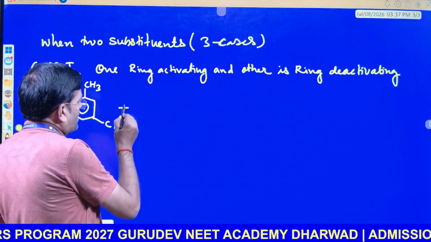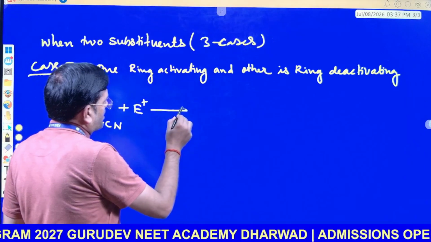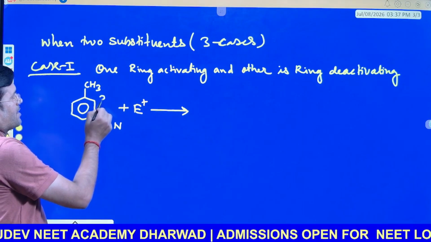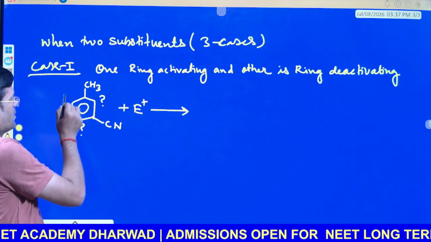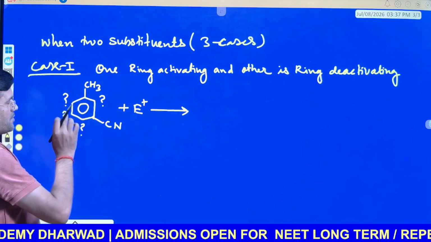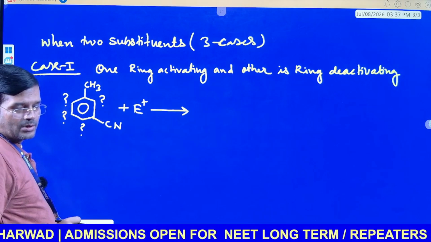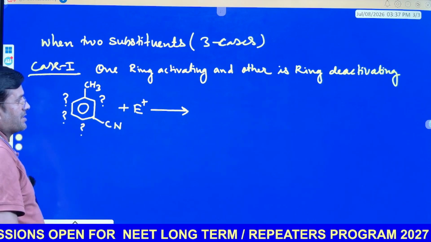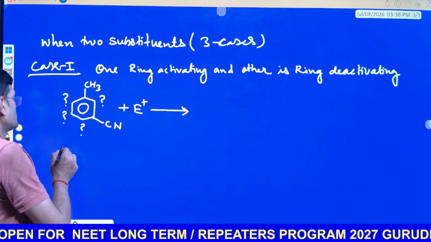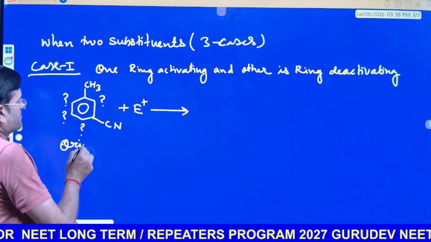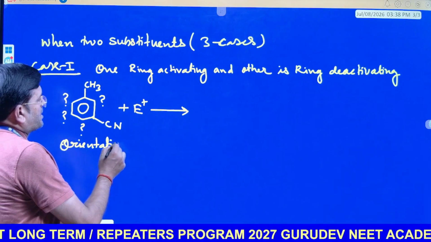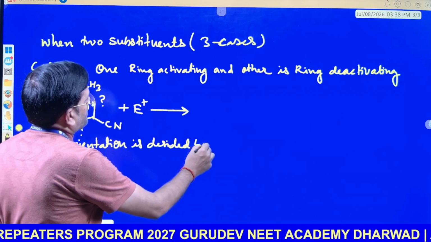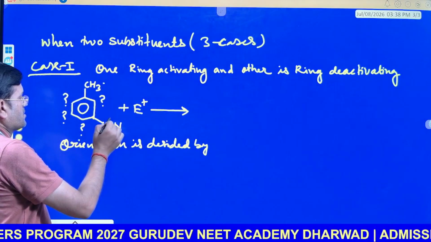Suppose an electrophile is coming to attack this substrate, right? So now the question arises: will this electrophile come here, here, here or here? Actually, after the disubstitution, we are having 4 available sites. So out of these 4 available sites, at which site will this electrophile come? That is the orientation. Orientation is decided by either this one or this one.